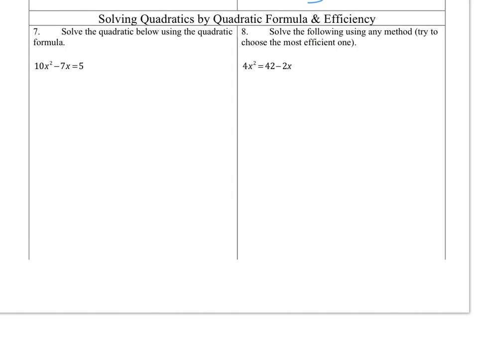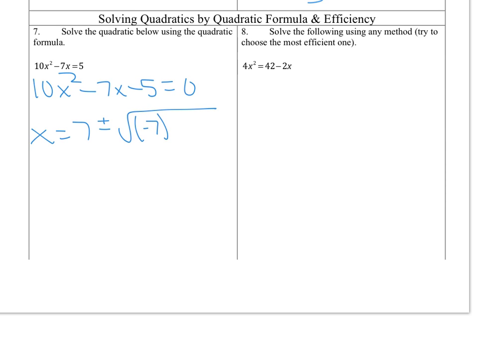Solve the quadratic using the quadratic formula. All right. So, in order to use the quadratic formula, I need it equal to 0. Now I just fill it in. So x equals the opposite of b plus or minus the square root of b squared minus 4ac, over 2a.